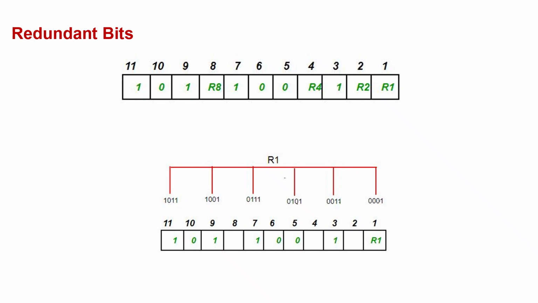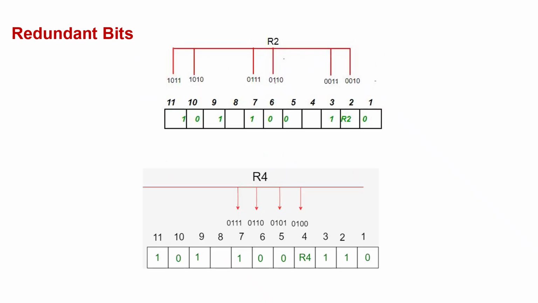Consider the data to be transmitted is 10110001 from the sender to the receiver. The R1 bit is determined using a parity check on all bit positions whose binary representation has a 1 in the least significant position. That means we check bits 1, 3, 5, 7, 9 and 11.